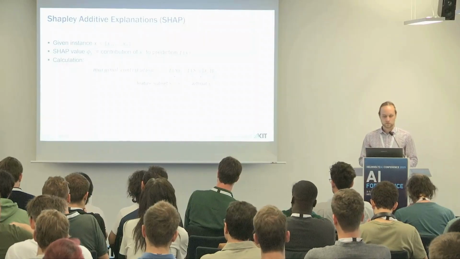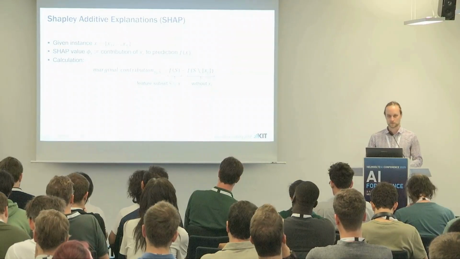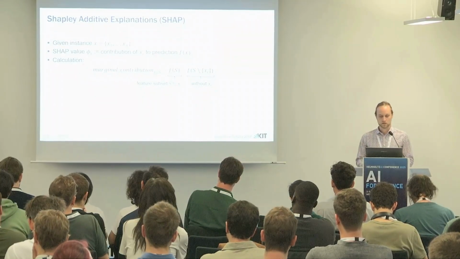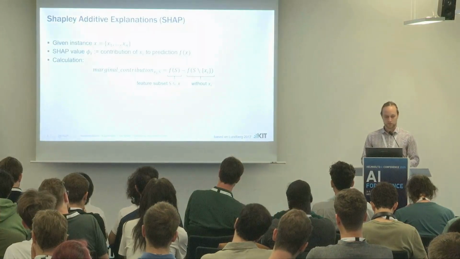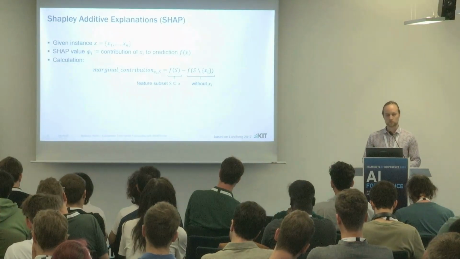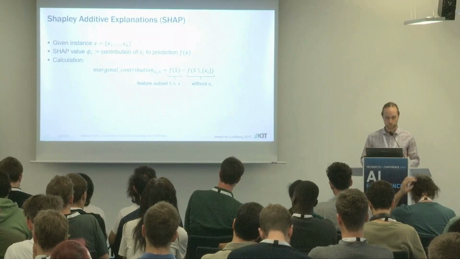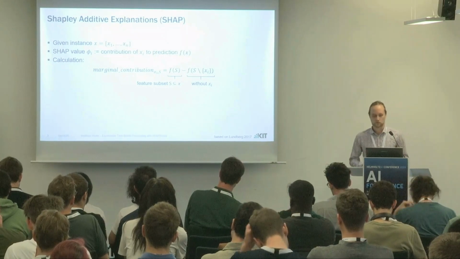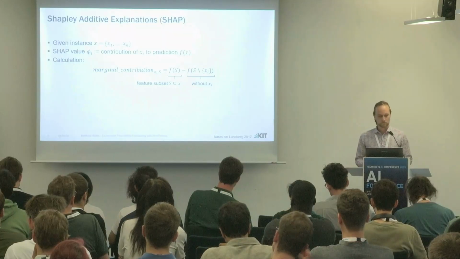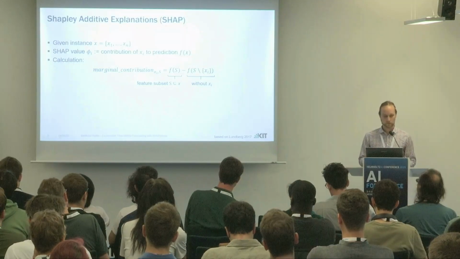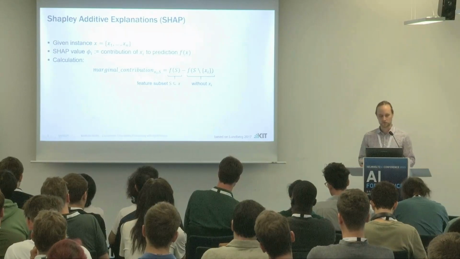The calculation of the SHAP values is based on feature subsets and marginal contributions. So consider a subset of the features, which we call S, and a feature xi, which is contained in S. Then the marginal contribution of xi is the model prediction on the feature subset S, so the full feature subset, minus the model prediction on the feature subset S without the feature xi. Finally, the SHAP value for xi is a weighted average of these marginal contributions over different feature subsets.